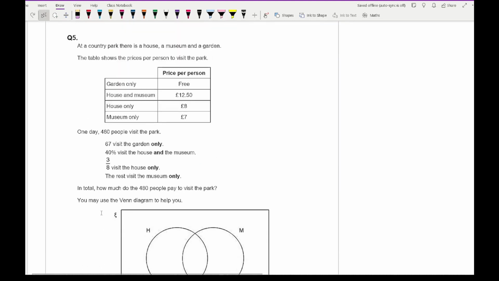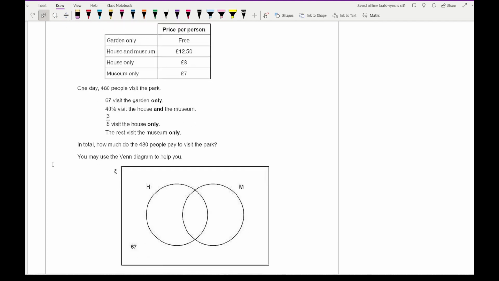Moving on to question 5, it says that at a country park there is a house, a museum and a garden. The table shows the prices per person to visit the park. On one day, 480 people visit the park, 67 visit the garden only, 40% visit the house and museum, 3/8 visit the house only, and the rest visit the museum only. In total, how much do the 480 people pay to visit the park? And you may use the Venn diagram to help.